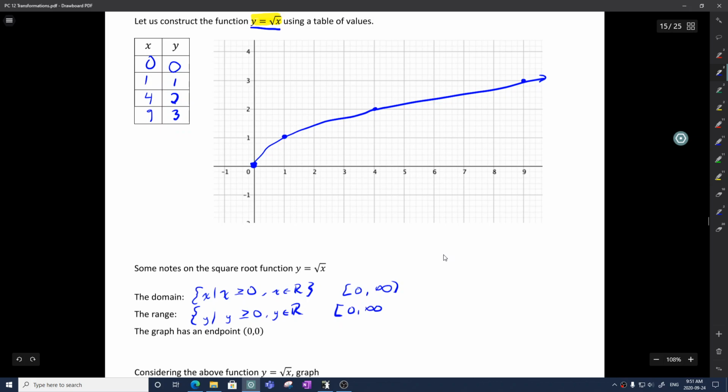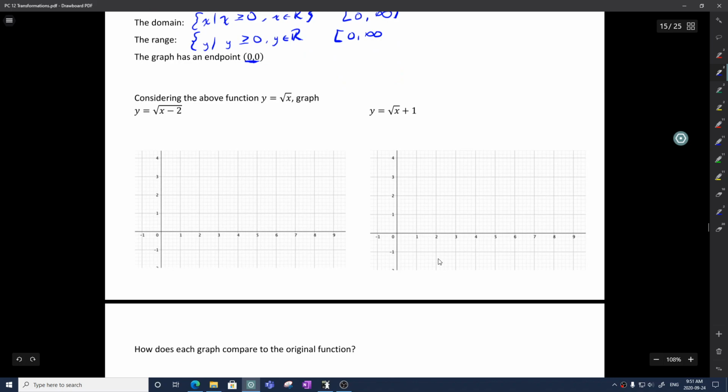So, in other words, if our input is 0 or positive, when we take a square root of non-negative numbers, the output, or the y values, is also positive. A really important attribute is this endpoint (0, 0). It's going to help out immensely in transformations. So let's scroll down here. Let's consider the above function, y is equal to the square root of x.